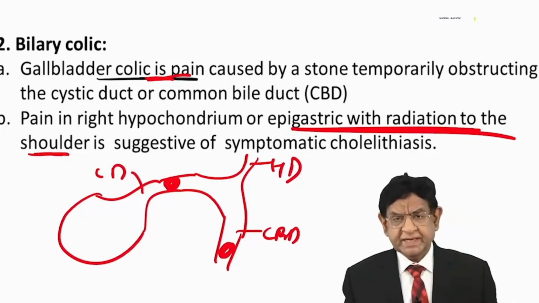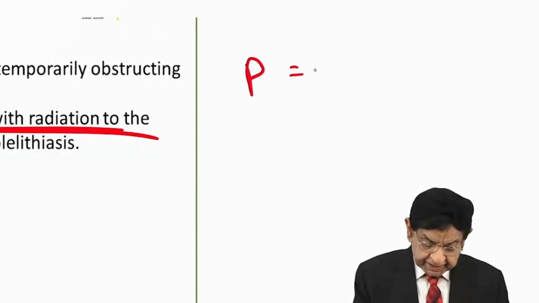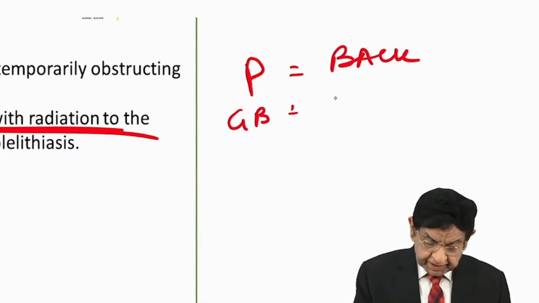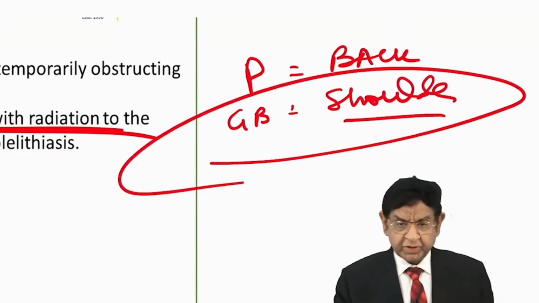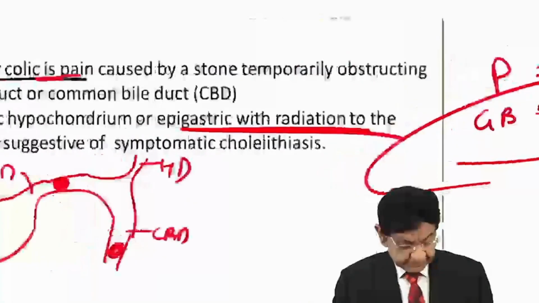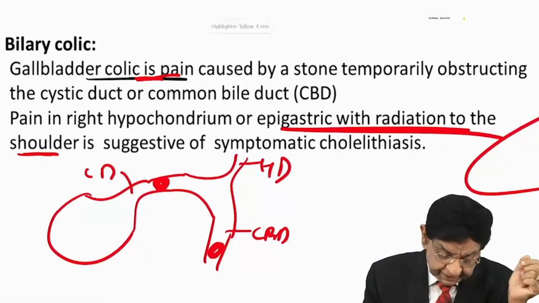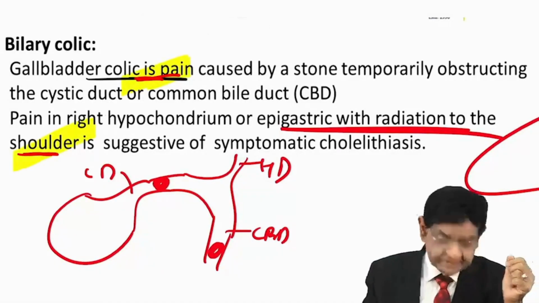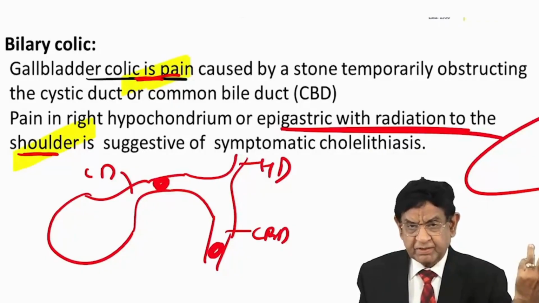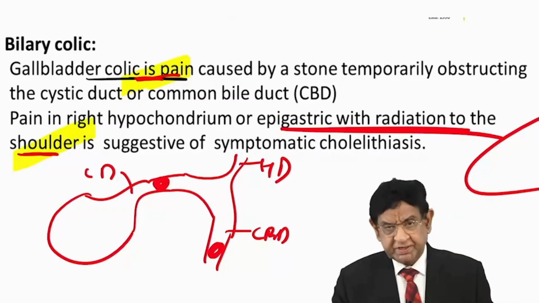Point to be noted, in pancreatitis the pain radiated to the back. But in gallbladder, pain is referred to the shoulder. This is a very, very important clue that the patient has gallbladder pain. So friends, here the two keywords are pain and shoulder. That's all. Pain in the abdomen or right hypochondrium and shoulder pain are the two things that you have to remember in this particular slide.